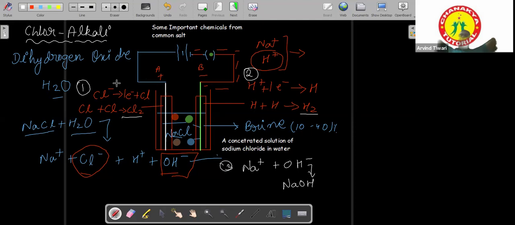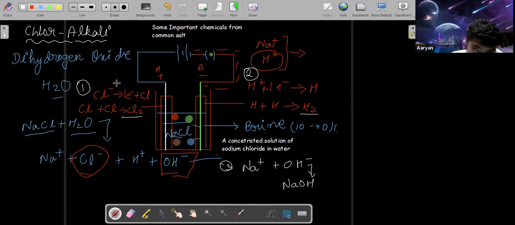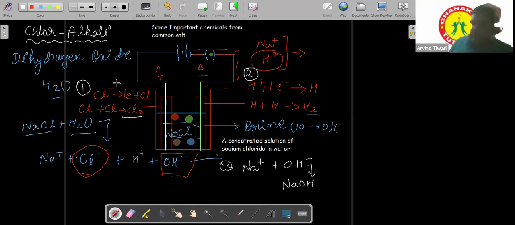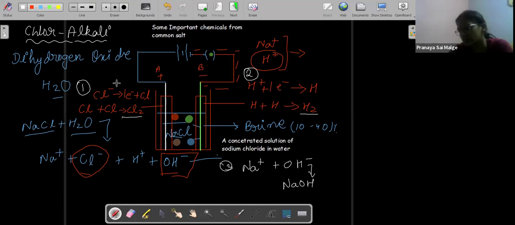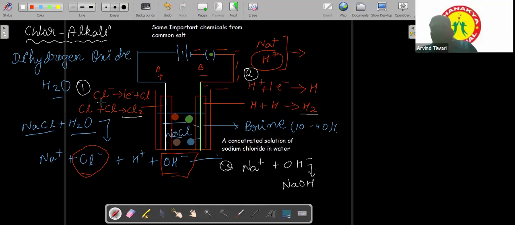Where is oxidation taking place? Look at reaction number 1 and reaction number 2. Where do we have oxidation taking place? Both are gaining electrons, isn't it, sir? Both are flowing. At reaction 1, chlorine is giving electron. At reaction 2, hydrogen is accepting electron.